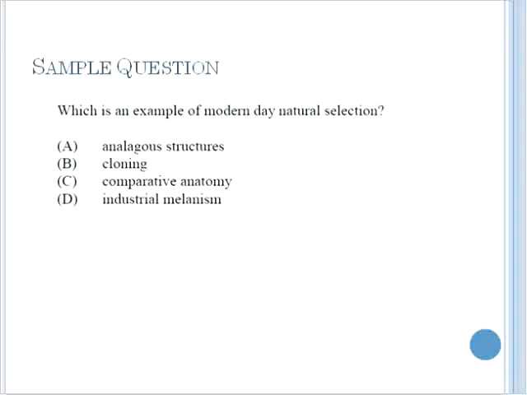Another example, which is an example of modern-day natural selection. Analogous structures: that is not modern-day natural selection, it is physiological features of organisms. Cloning does not fit the bill either. Comparative anatomy is comparing different organisms by way of their anatomical features. The correct answer is indeed D, industrial melanism.